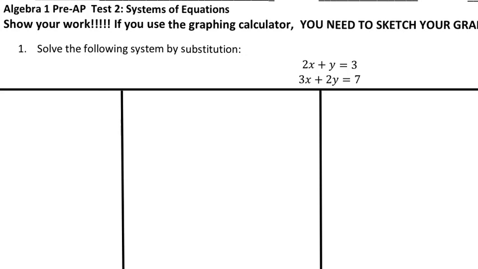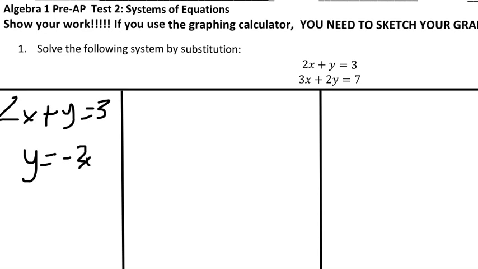Solve the system by substitution. So when we start this, there are two equations here. We take one equation and we solve for a variable, any variable. So I'm going to take the first equation and solve for y. So we have 2x plus y equals 3, which means that y is equal to negative 2x plus 3.